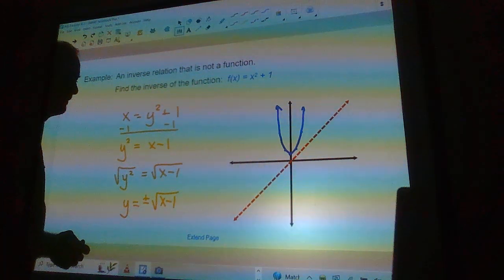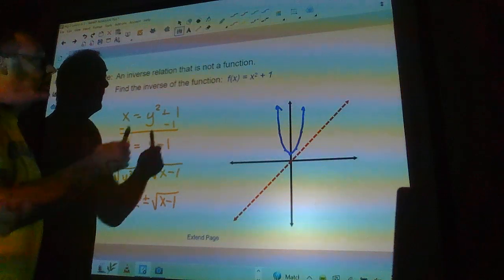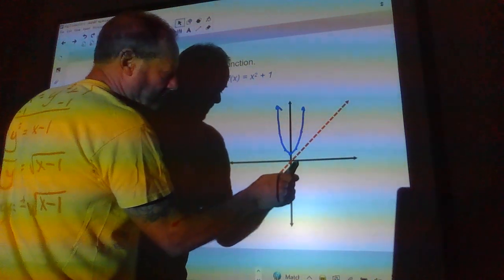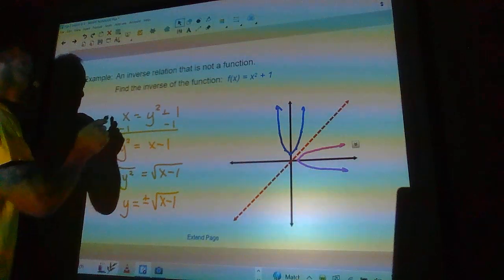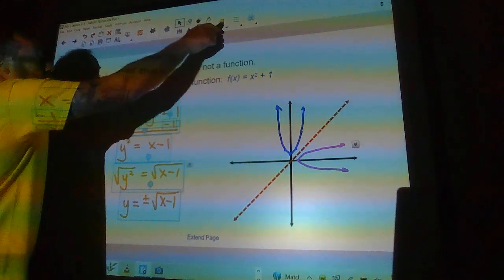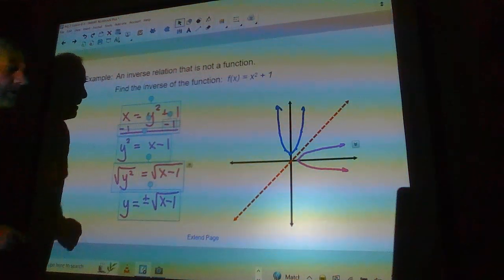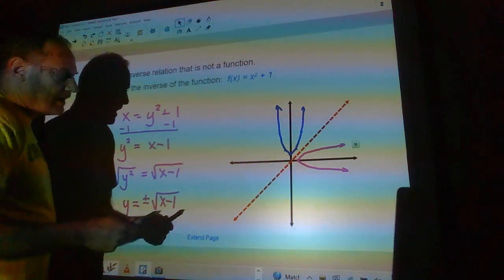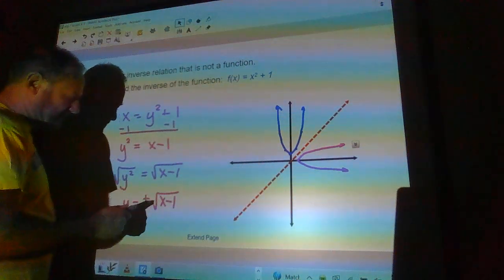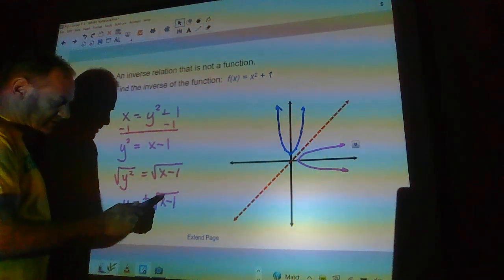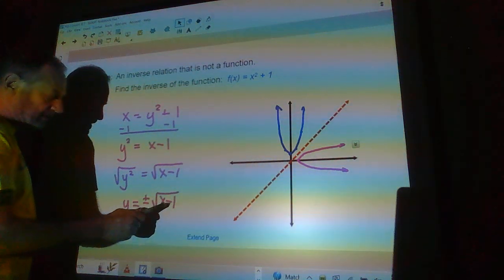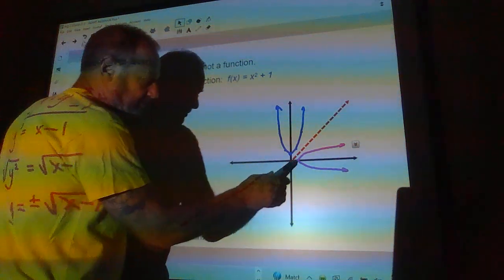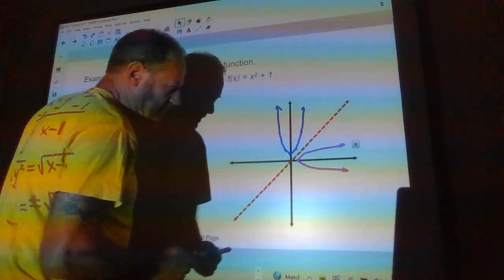Okay, so if we go ahead and graph that, that's going to look like this. Should have made this purple, I guess. Okay, so if I plug in 1 to this equation, 1 minus 1 is 0. I square root that, I get 0. Okay, if I plug in 2, 2 minus 1 is 1. Square root that, I get plus or minus 1. That would be here or here.